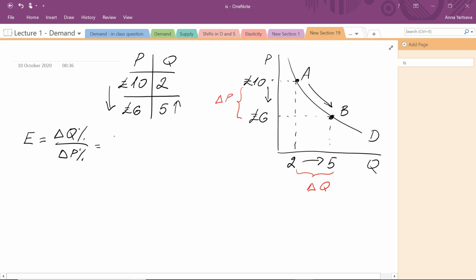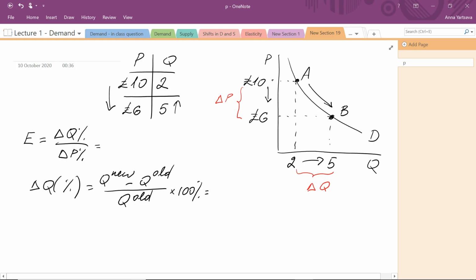So what is the change in quantity? To calculate this change, we take the new quantity, subtract the old quantity, the original amount, divide by the original amount, and multiply by 100%. Our new quantity is 5. Our old or original quantity used to be 2. We need to divide by 2, by the original old amount. This is where we started, and multiply by 100%, which will be 3 divided by 2 times 100%, which is 150%. That's how our quantity increases, by 150%.